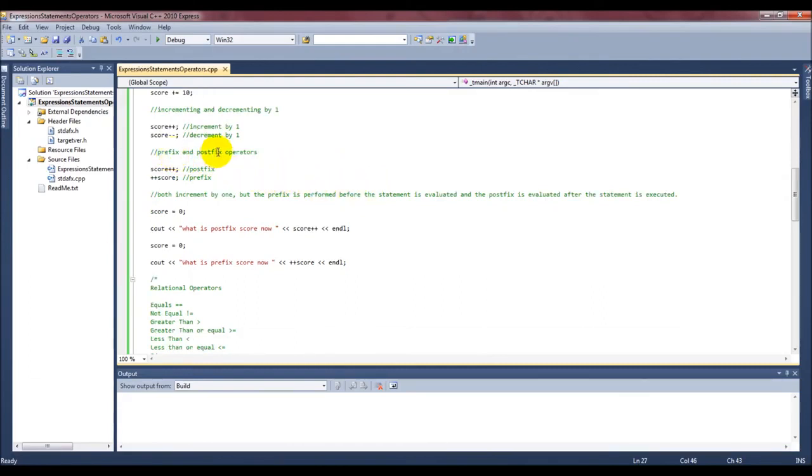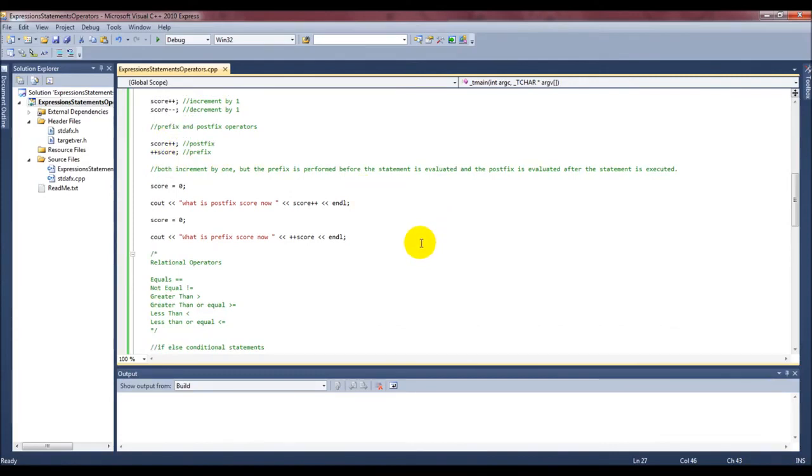Okay, so that brings me to a good point, because in C++ there are prefix and postfix operators. They both increment by 1, but the prefix is performed before the statement is evaluated, and the postfix is performed after the statement is executed. So let's take a look. This is the postfix, and this is the prefix, how they're written. And let's take a look at an example of that.